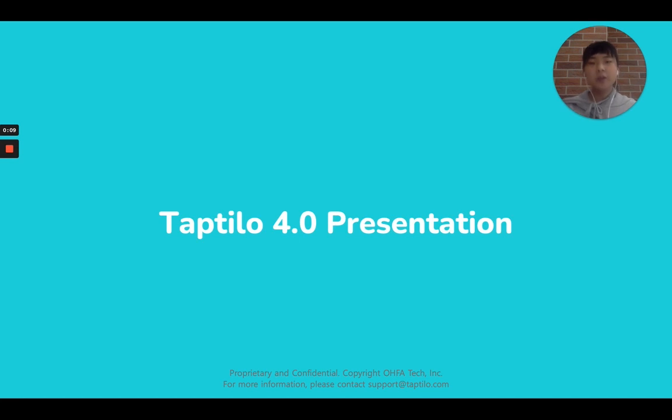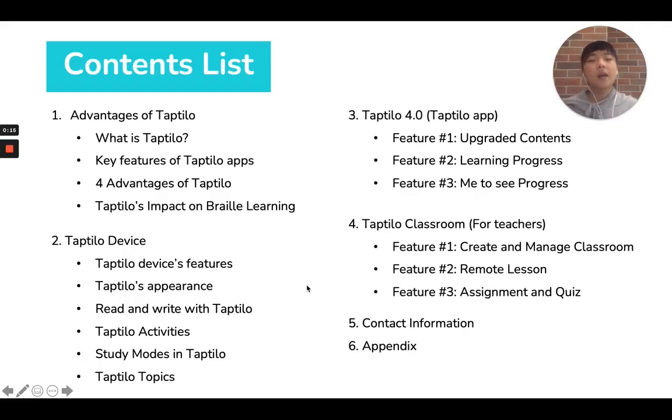Today I'm going to introduce the smart Braille learning device Taptilo. In this presentation, I'm going to explain what kind of advantages Taptilo has. And then I'm going to explain the Taptilo device and how to use it. Thirdly, I'm going to show Taptilo 4.0, the app for Taptilo. And lastly, I'm going to introduce Taptilo Classroom's main features. Taptilo Classroom is an app for the teachers.